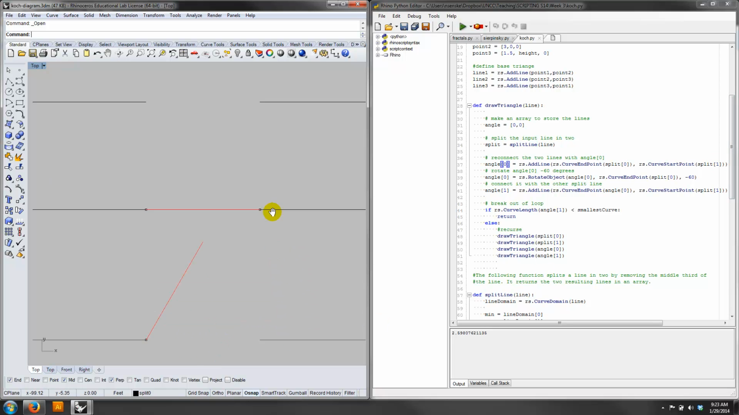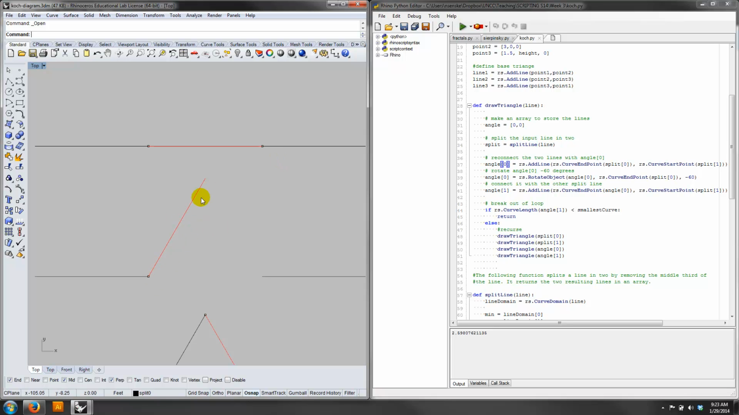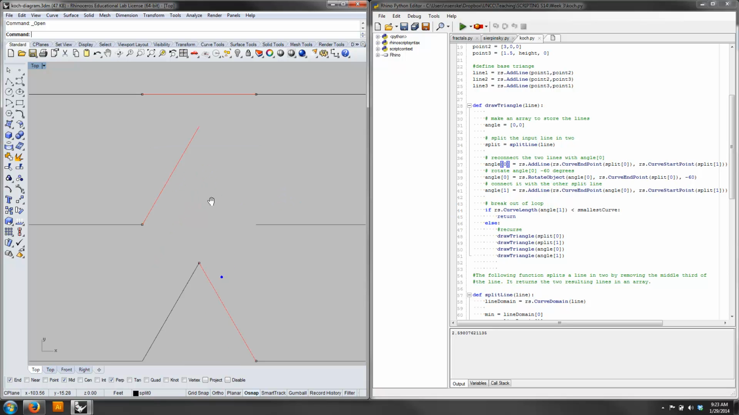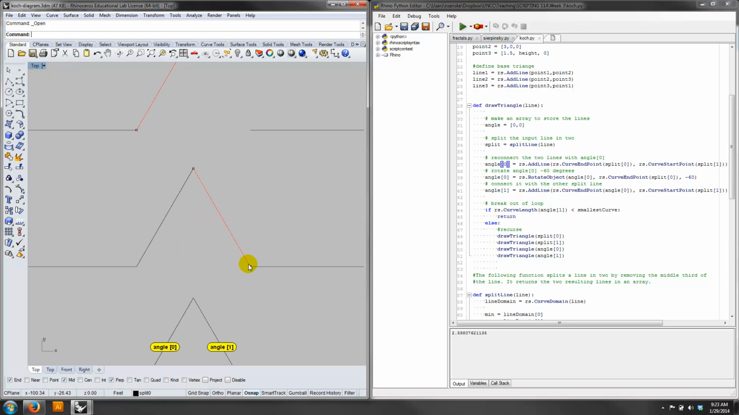Then we're going to rotate that 60 degrees. So we take rotate object, the object is called angle, and we're going to rotate it at the curve point, split, 60 degrees. Okay, so that tells us the point and the angle we get. And then we're going to connect it with the other split line. So taking that, we're going to add a line from the end point of this piece to the start point of the other piece.